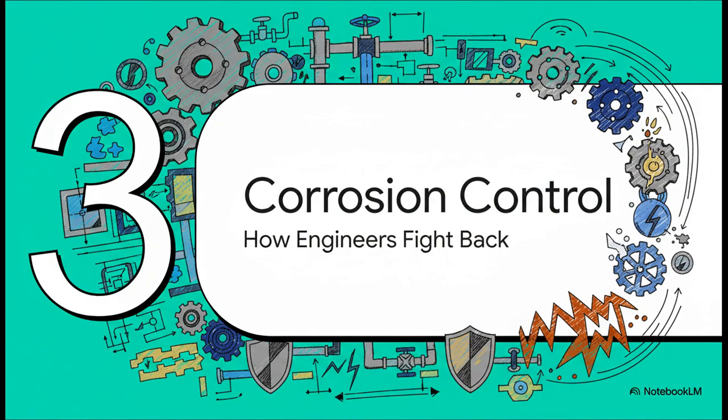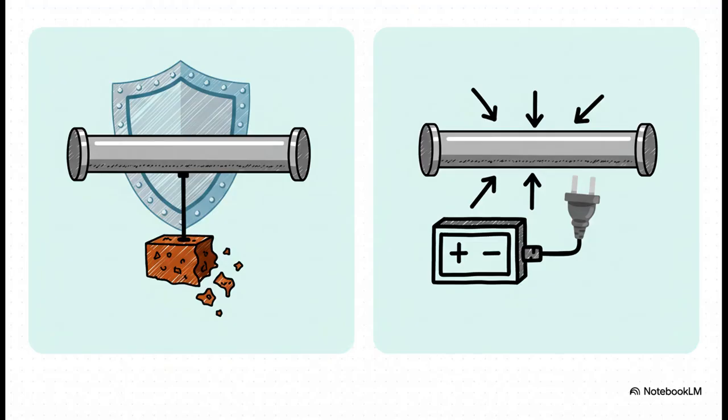Okay, enough doom and gloom about the problem. How do we actually fix it? This next section is all about the tools and strategies that engineers use to fight back and win the war against corrosion. The number one strategy is something called cathodic protection. The goal here is to cleverly force the thing you want to save to become the cathode in that battery we talked about, which means it physically can't corrode.